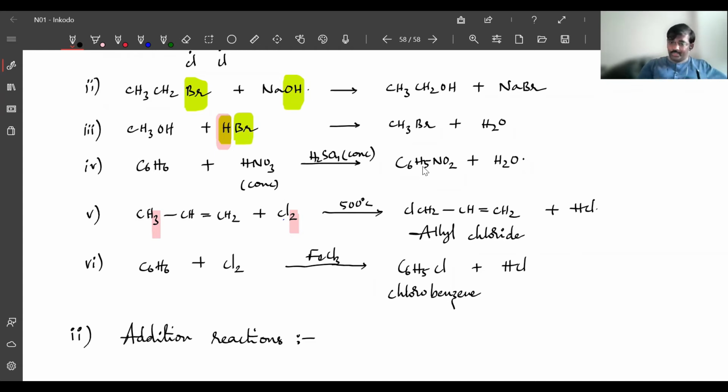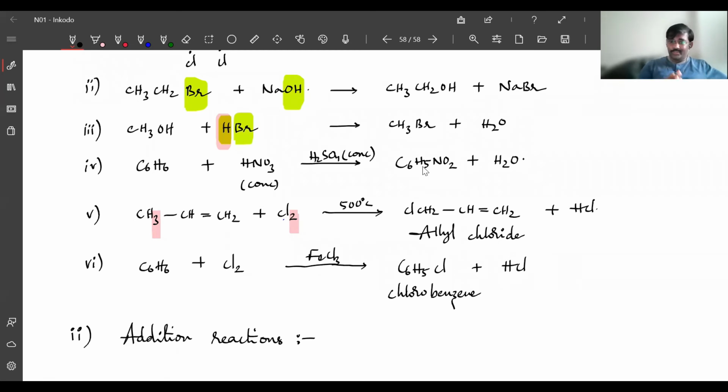Again in additions also we'll have three types, which depend on the attacking reagent. If our attacking reagent produces a free radical, it is free radical addition; if it produces an electrophile, electrophilic addition; if it produces a nucleophile, nucleophilic addition. So three types of addition reactions will be there. Let us see those reactions.